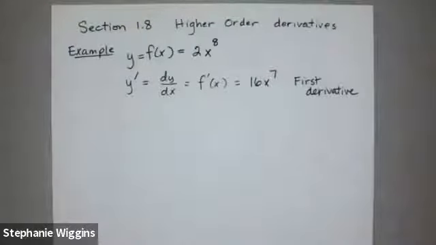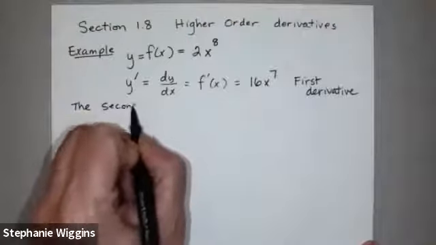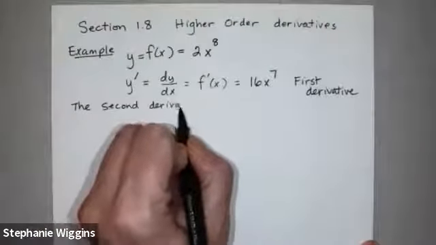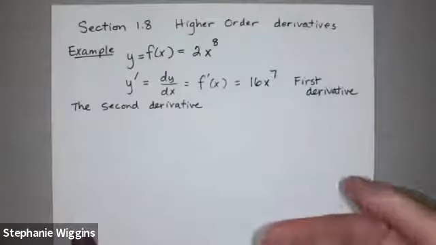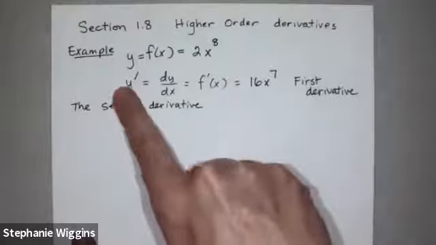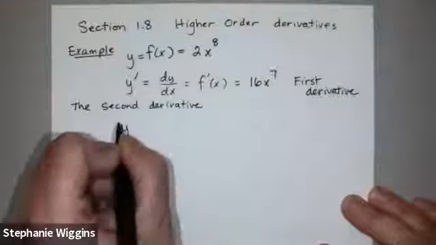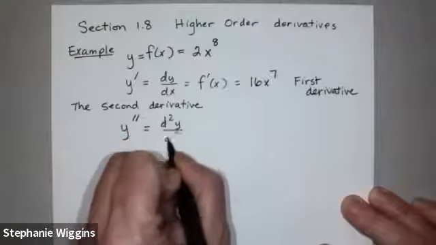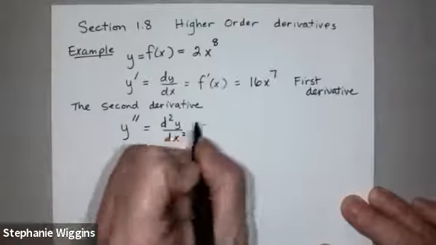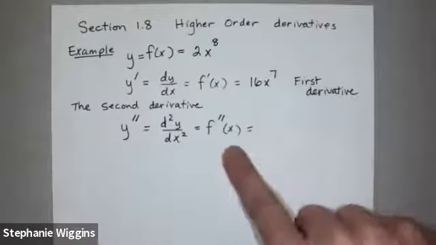So the second order derivative or second derivative, we would write, this just means you're going to take the derivative of the derivative. So here's my derivative, y prime equals 16x to the 7th. So y double prime, or if you will, d squared y dx squared, or you could write it f double prime of x. You just take the derivative of the derivative.